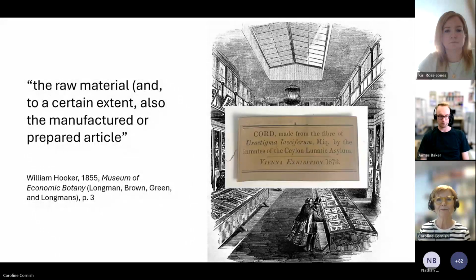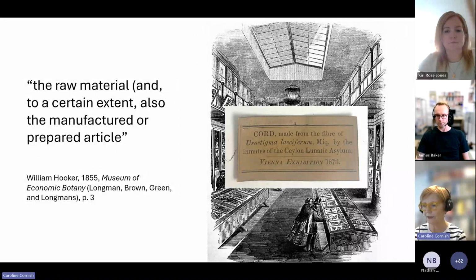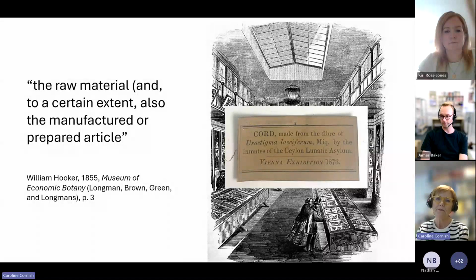I think it's interesting to speculate on how Victorian audiences in the museum may have reacted to an object label, quote, prepared by the inmates of the Ceylon Lunatic Asylum. To me, the very existence of these museum labels suggests a normalized and normalizing view of such labour.